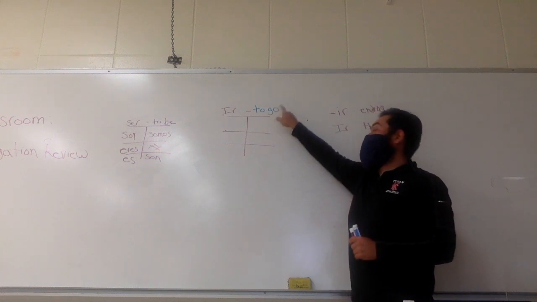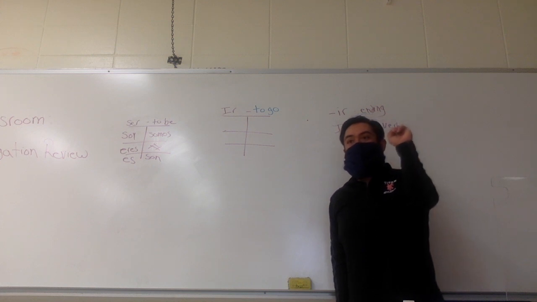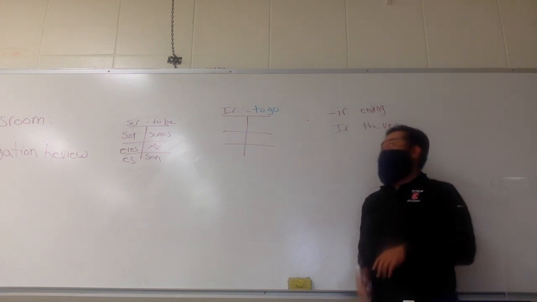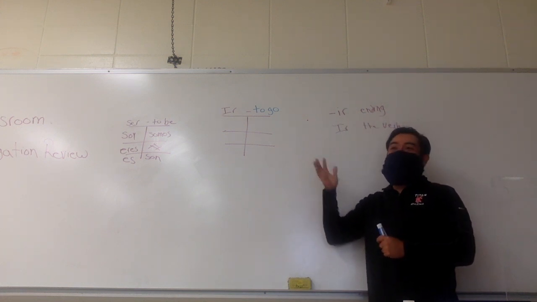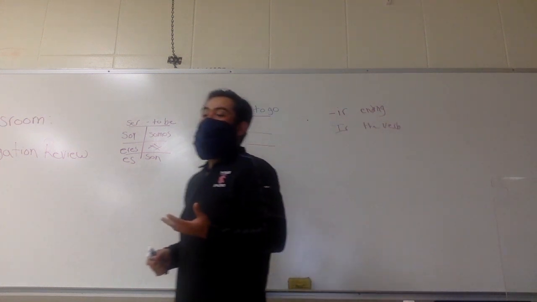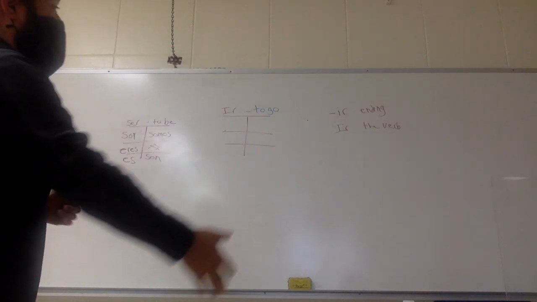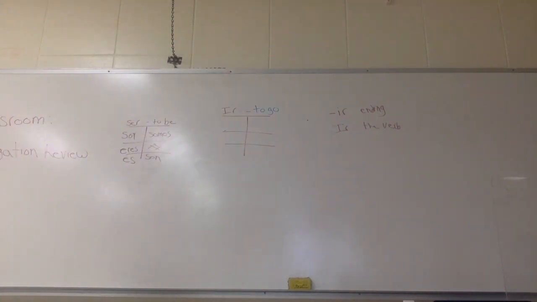Step 1, define it. Here's the problem. What's step 2? Drop the ending. What happens if I drop the ending? There's no word. There's nothing there. I'm starting with nothing, which is essentially what happens with this verb. You are basically going to start from scratch.